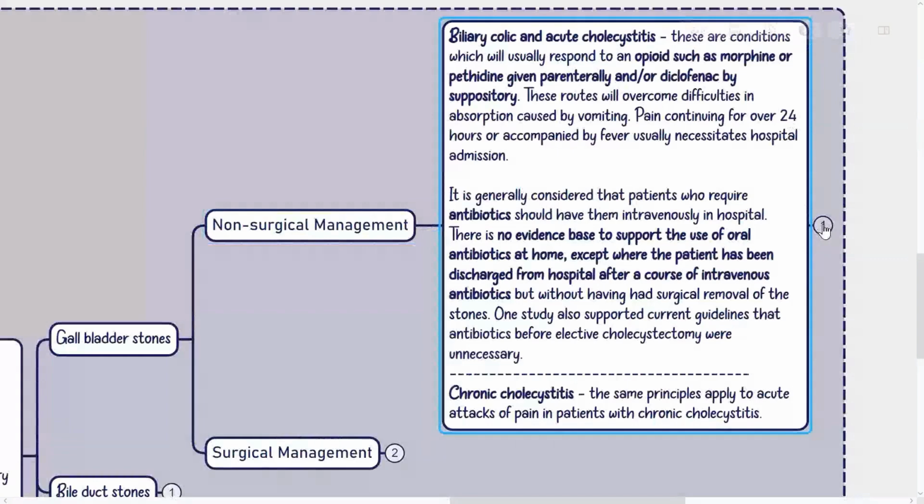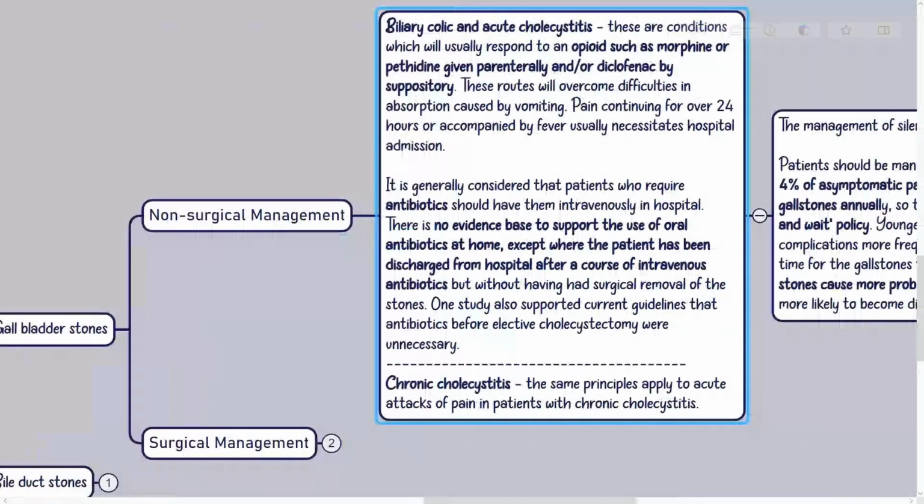Chronic cholecystitis. The same principles apply to acute attacks of pain in patients with chronic cholecystitis. The management of silent stones. Patients should be managed on a case-by-case basis.